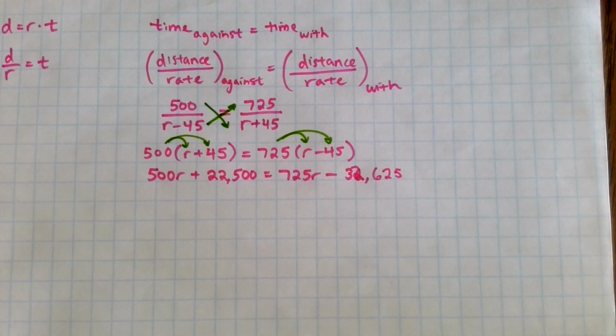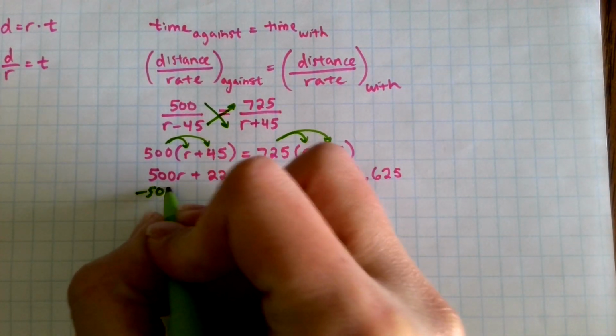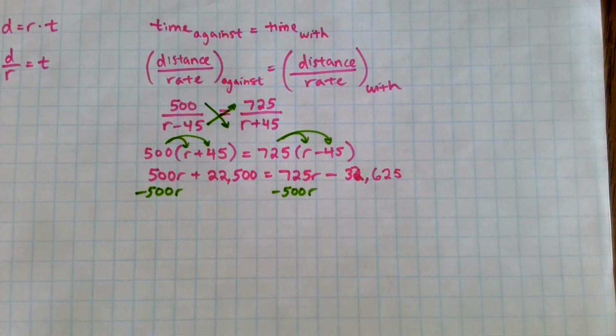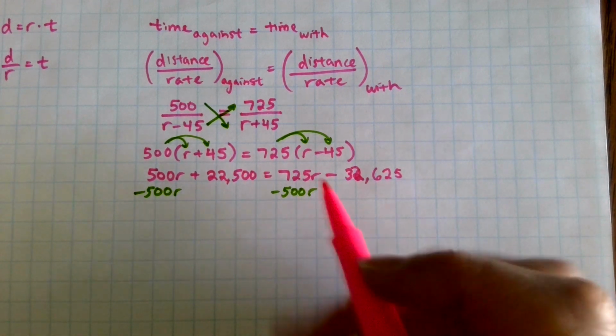So now we solve this. I'm going to start off by subtracting 500r. Again, you have a lot of options for solving these equations when variables are on both sides. There are actually 4 different ways you could start this. I try to find the way that's going to leave me with a positive coefficient in front of the variable, and this is the option to do so.